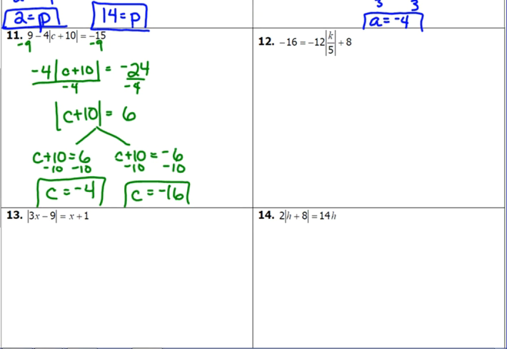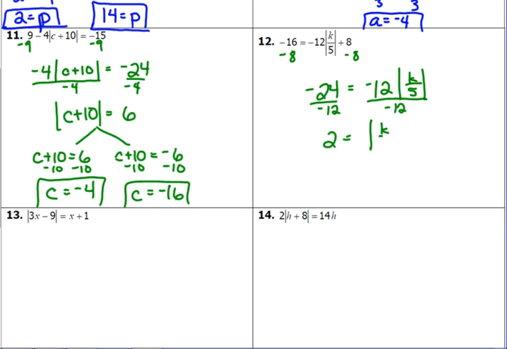Okay, number 12, it's not as tempting to make that mistake because those two numbers aren't right beside each other. So let's just go ahead and start by subtracting 8. We get negative 24 is equal to negative 12 times the absolute value of k over 5. Divide by negative 12. 2 is equal to the absolute value of k over 5.